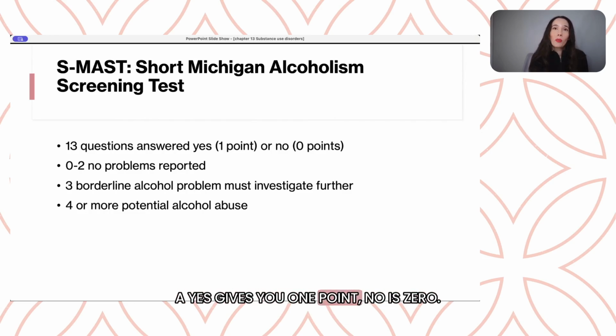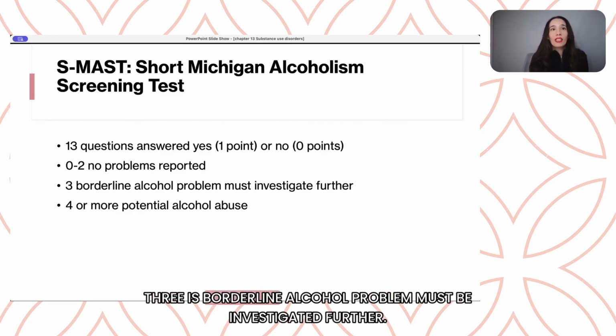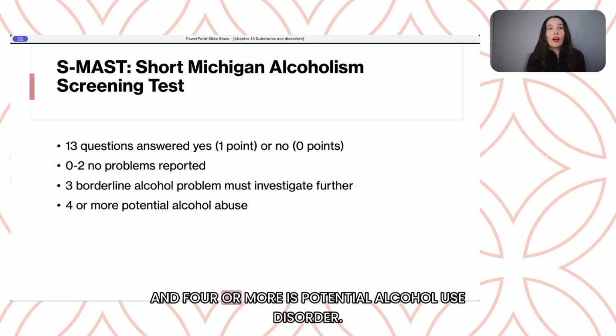A yes gives you 1 point, no is 0. 0 to 2, no problems reported. 3 is borderline alcohol problem, must be investigated further. And 4 or more is potential alcohol use disorder.